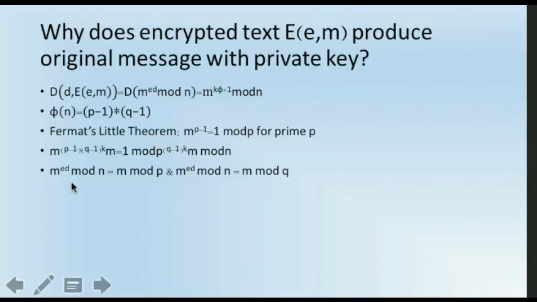So what we can essentially reduce it down to is saying that m to the power of ed mod p is the same thing as m mod p, and that it's also the same thing as m mod q. And we also know that p and q, the product of that is n. So what we found out is that m to the ed mod n is the same thing as m mod n, which is the same thing as saying that given our encrypted text with some private key d, we can retrieve our original message m.